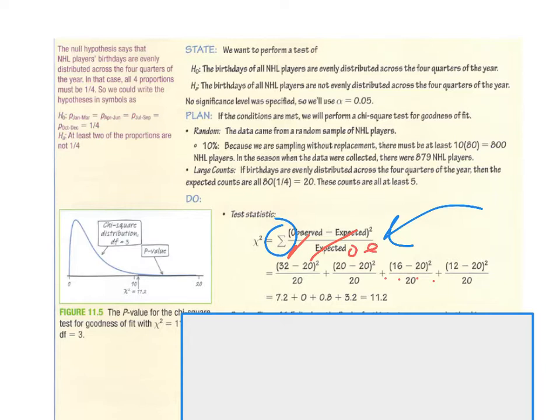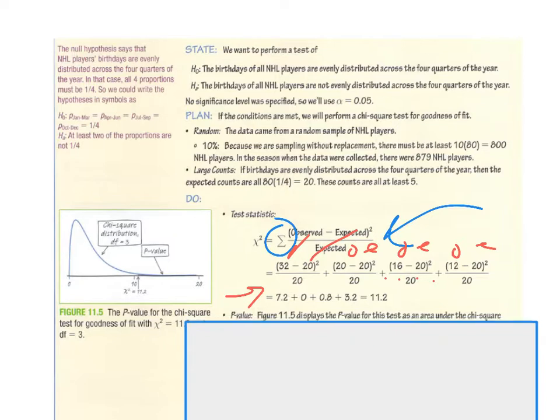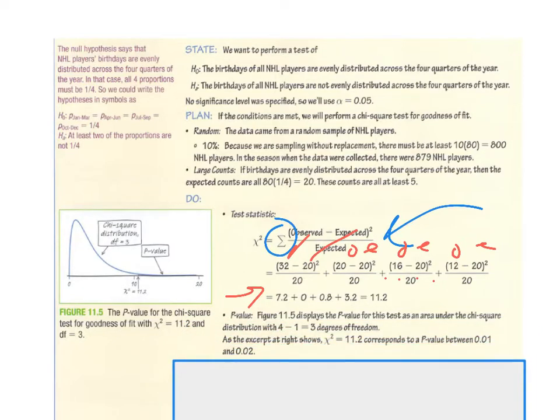My O minus my E. For every single quarter, I calculate this and I add it up to get my actual chi-square statistic, which is 11.2. From there, I need to find my p-value, right? So like any other significance test, when I'm showing my work, I need to show my statistic and I need to show my p-value.